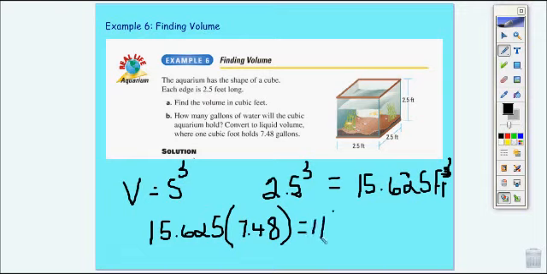116. I'll tell you, the book is much easier to read if you're ever wondering what this says. 116.875 gallons. I'm going to label that as gallons because I just converted it. And that finishes up the review of exponents for 1.2.